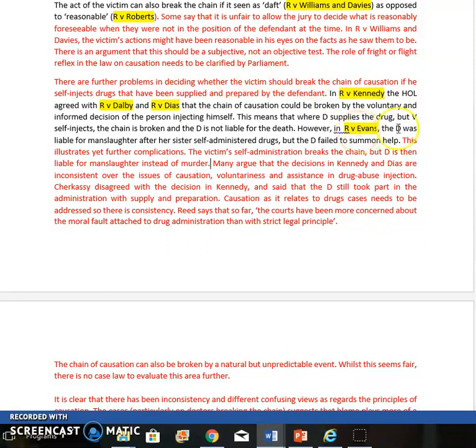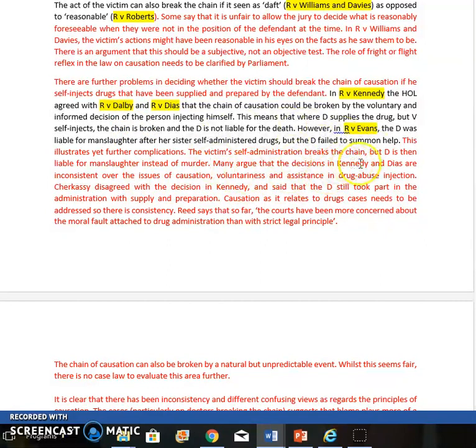In the case of Evans, though, we had a situation where the defendant supplied his own sister with drugs. The sister self-injected and overdosed in front of the defendant. And the defendant was worried about calling an ambulance, so they didn't, and unfortunately the sister passed away. Now in that case, the defendant was liable for manslaughter because although the sister had broken the chain of causation for murder, he was guilty of manslaughter through failing to summon help. So this illustrates really how complicated the law on causation and drugs are.